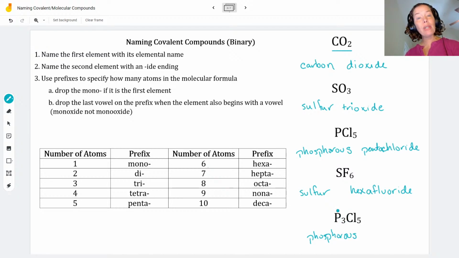This time I have 3, so I need to specify that. So if I go to my table, 3 atoms, prefix is tri. So this is triphosphorus. My second element is chlorine. Change the ending to IDE. This is chloride. I have 5 of them, so let me go to my prefix 5. The prefix is penta.